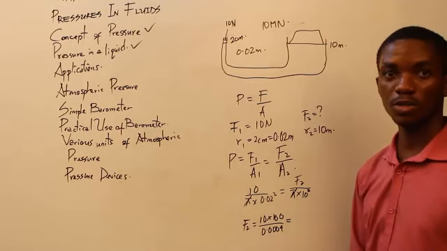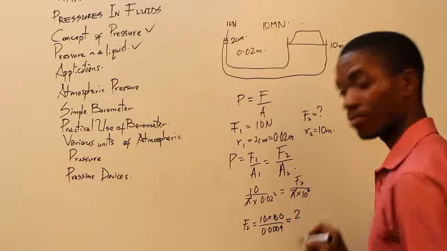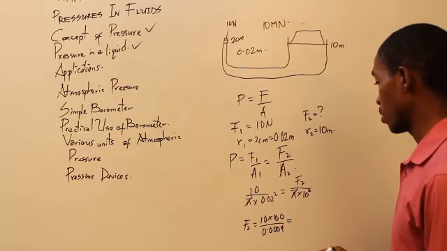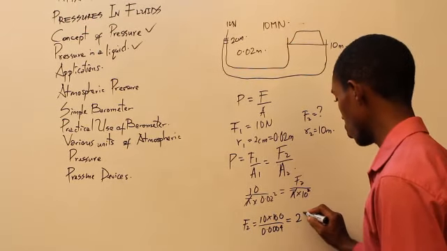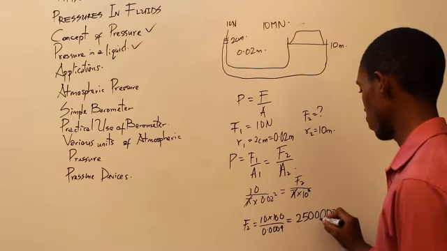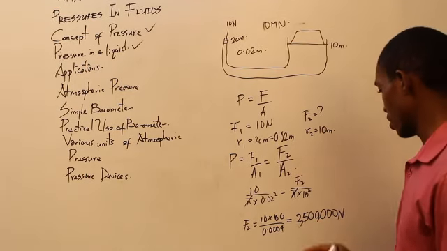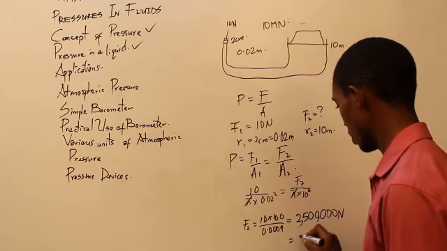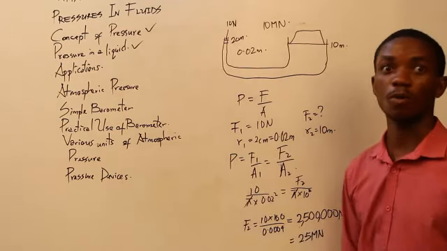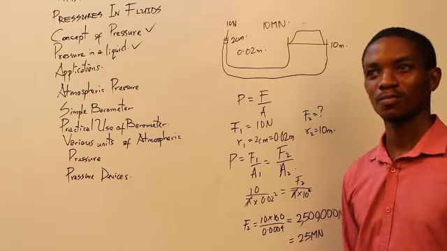And when you press your calculator to get the answer, you have 2,500,000 newtons. This is about 2.5 meganewtons. Wow. Well, that means our design was not good enough. But we can also work on it.